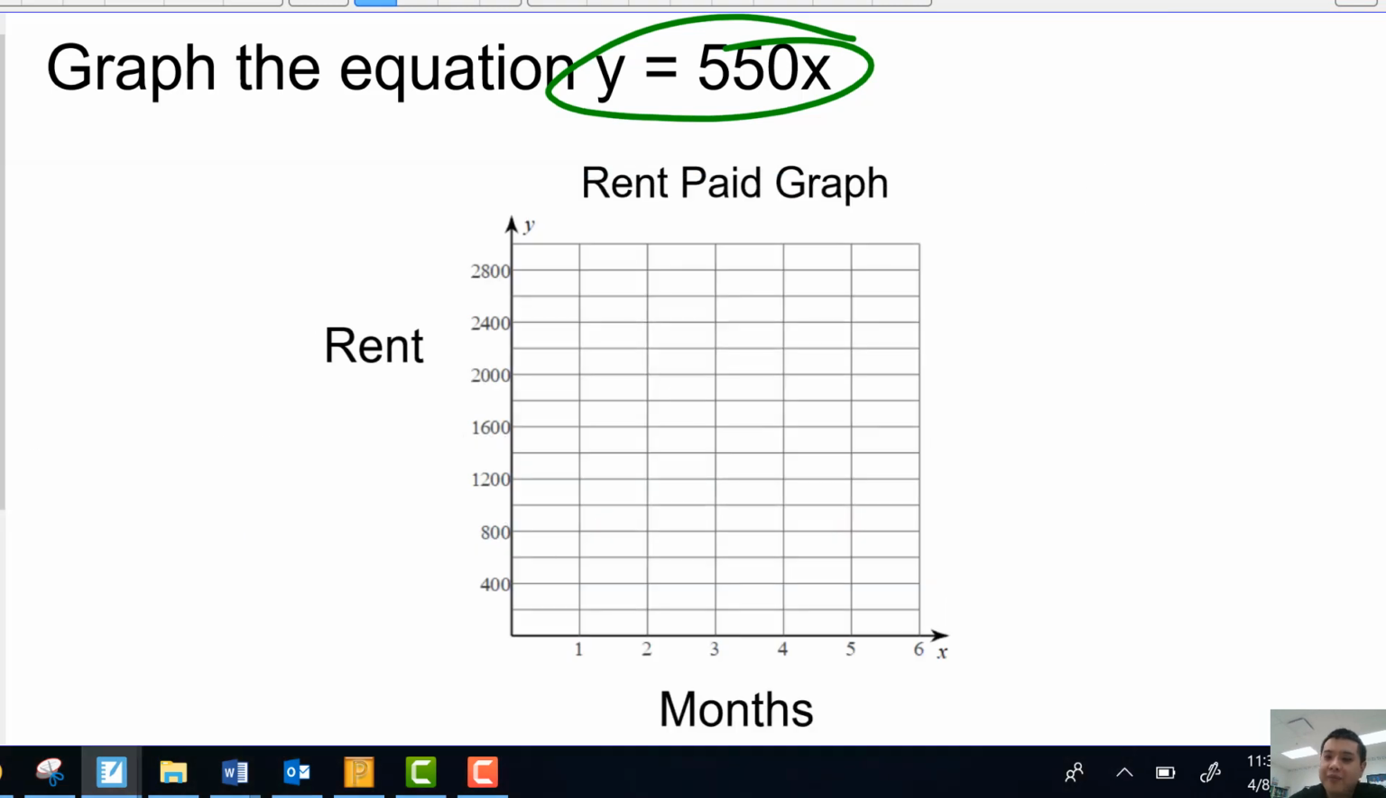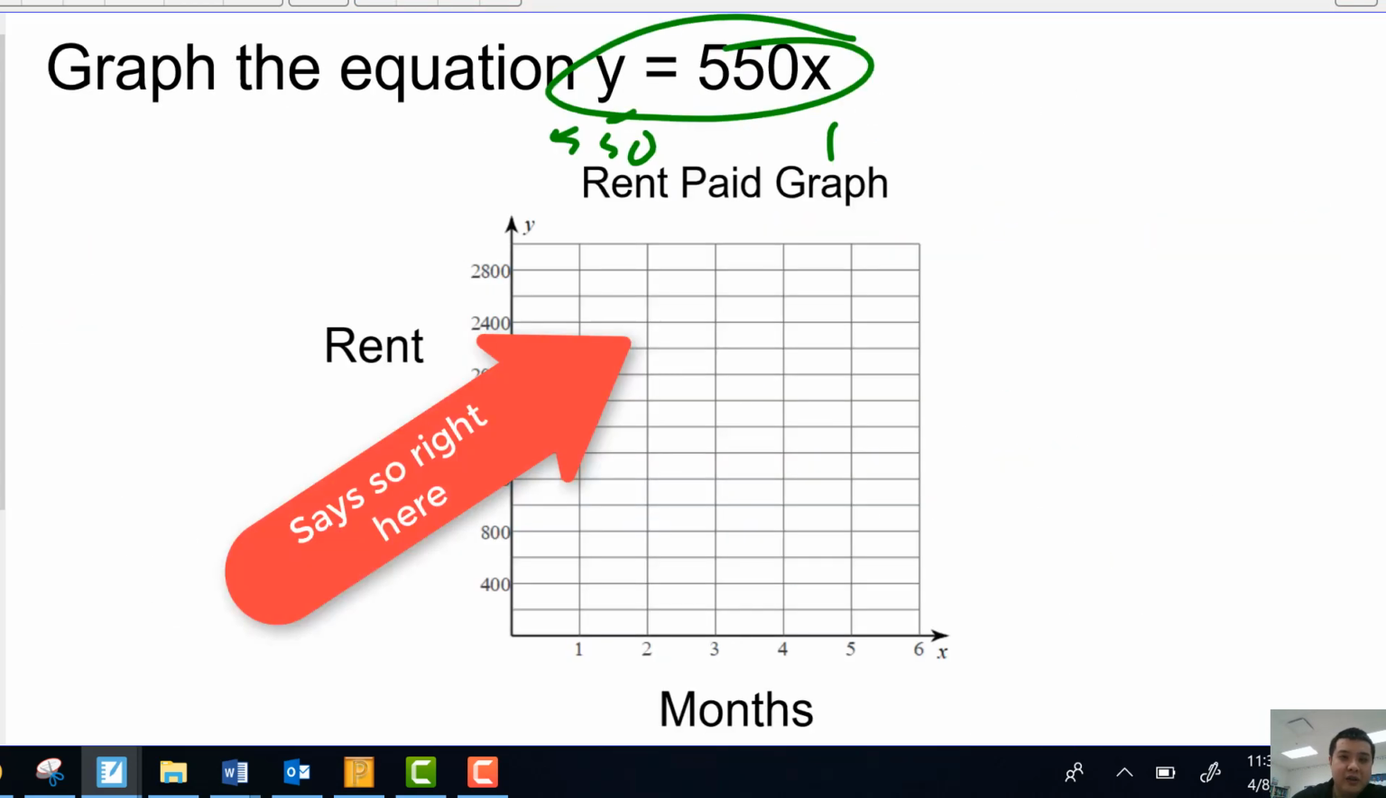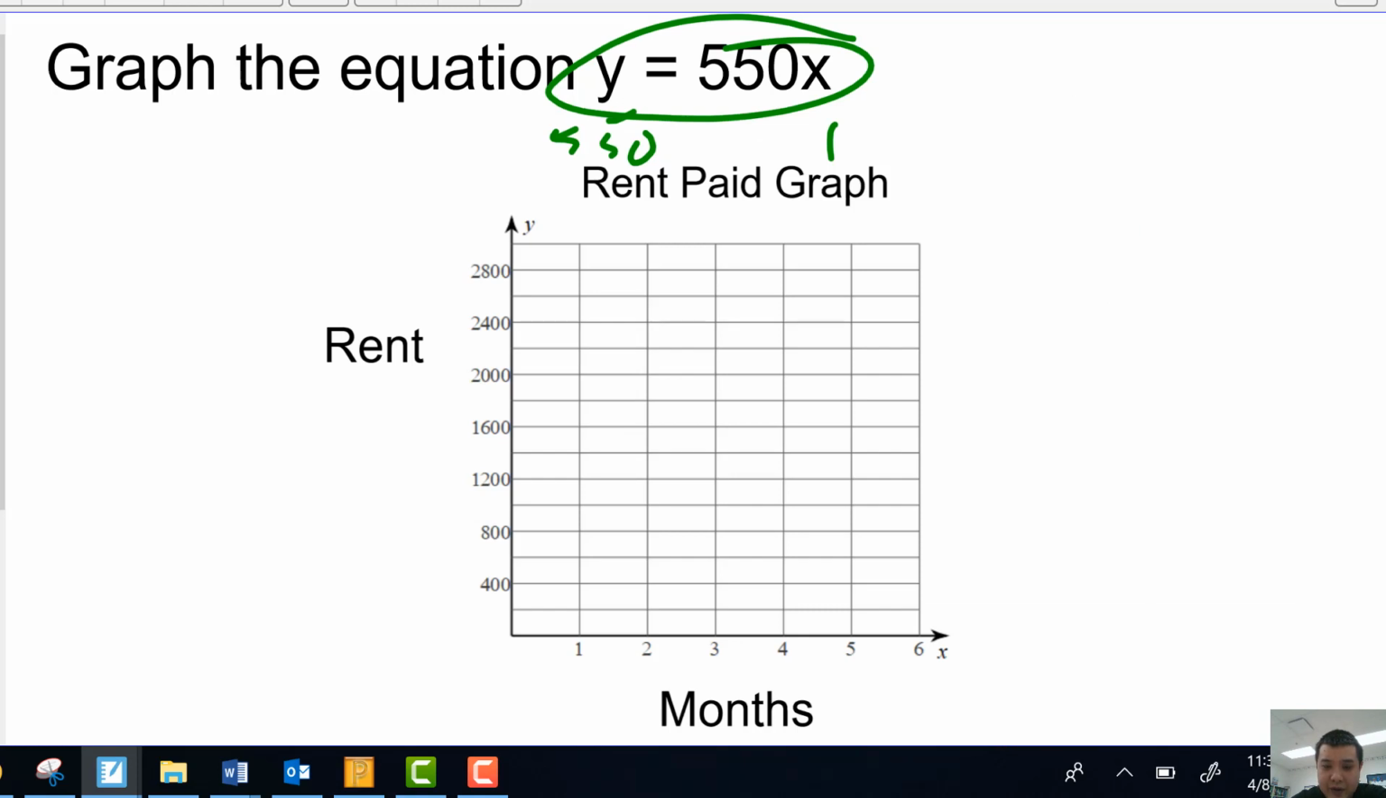Excuse me. So when x is 1, we plug in 1 right here, and 1 times 550 is 550, just like the table said back here. So we're going to put a dot at 1, comma 550, which is approximately, so these are going up by 200 each one. So this line right here is 600. So 550 is just going to be a little bit below that. Well, I don't think that's quite right. Let's move that a little bit higher. Like right there.